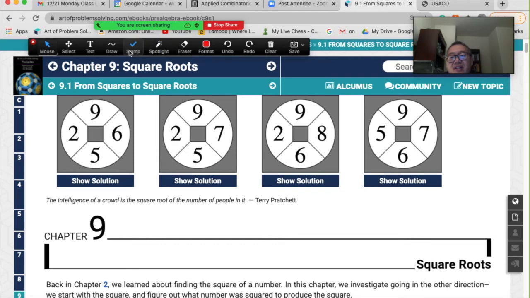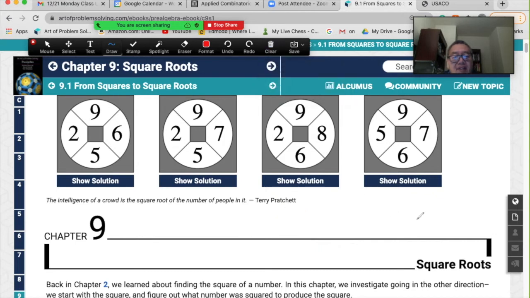You know, the square root is just the inverse operation of square. So suppose we have 5 times 5. This one we can write as 5 squared. This equals 25, right? 5 squared equals 25. Then we can say the square root of 25 equals 5. So square root is the inverse operation of square. Okay?